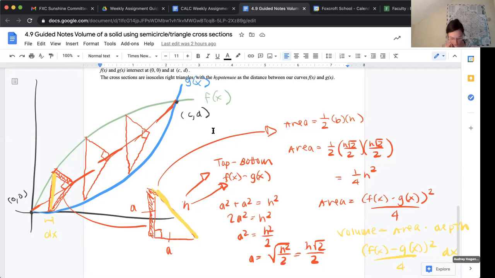And then if we want the volume of the entire 3D figure, again, we integrate from, in this case, 0 to c, which is a general point. So what we have in yellow is the general expression for finding the volume of some figure that has triangular cross sections.